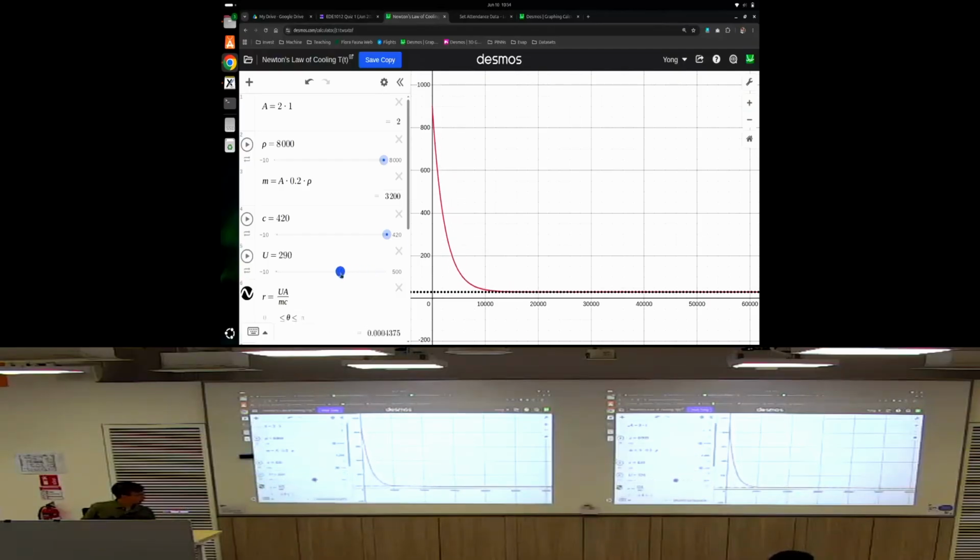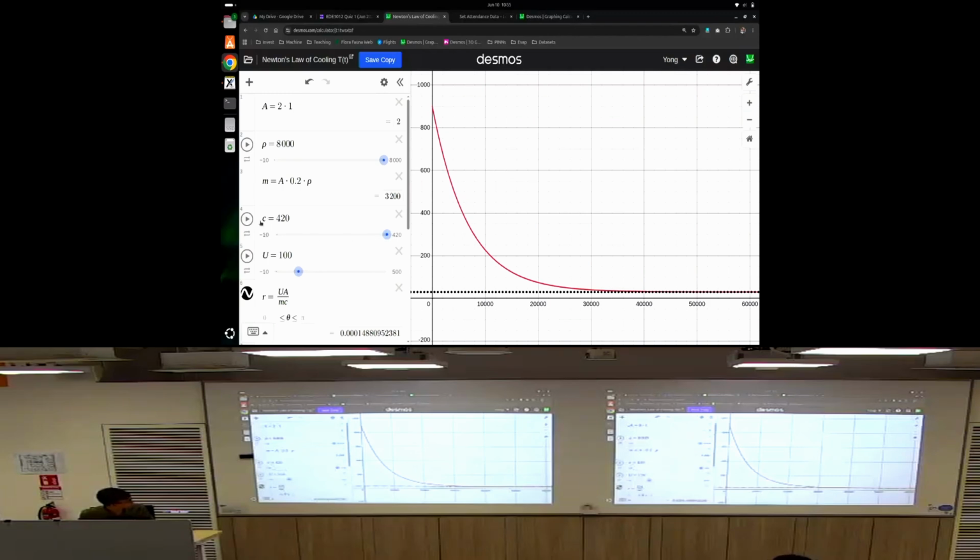So if I decrease the heat transfer coefficient, then obviously it should cool slower. Cool slower means the temperature drops more shallowly. Understand that? So this is what we call parameter study or parametric study. That means you go and change the parameters. Then maybe I'll give you another example.